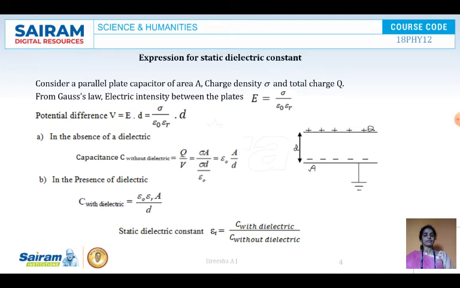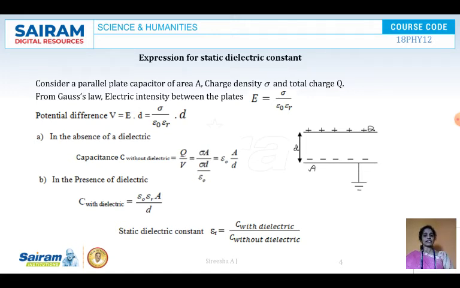A by D. But if you fill that distance between the two plates with a dielectric material like mica or glass or whatever the dielectric material, what is happening to the capacitance of a capacitor? In the presence of dielectric, C with the dielectric is epsilon naught epsilon r A by D. We have seen what happens to the capacitance of a capacitor with the dielectric and without a dielectric. Looking at these two expressions, you can say that the capacitance has been increased by epsilon r times. Therefore, capacitance of a capacitor is increased in the presence of dielectric.